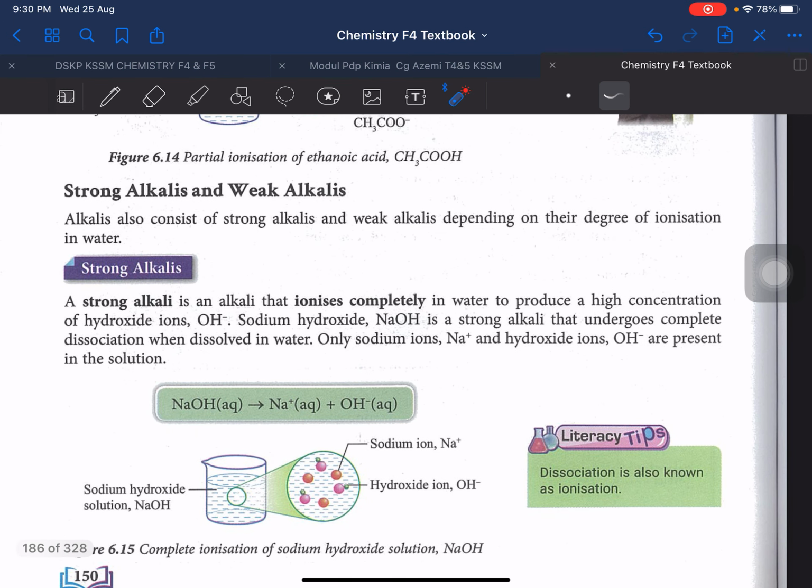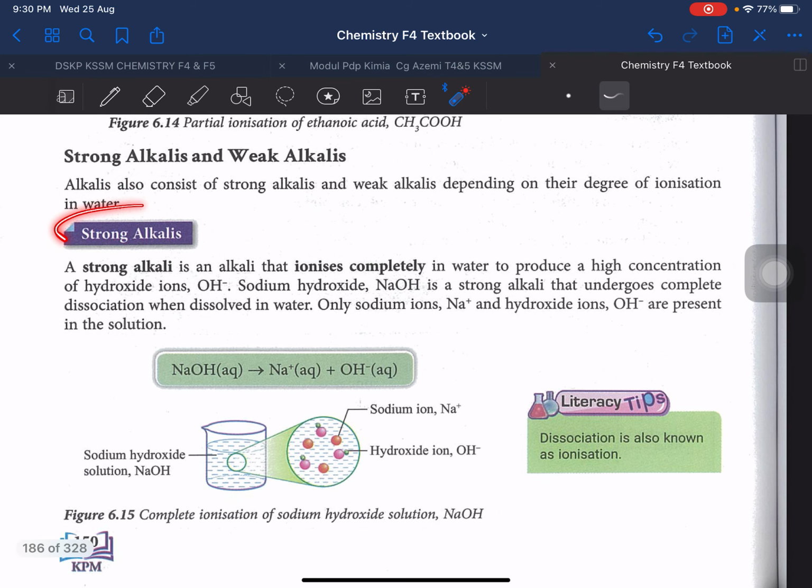Okay, let us talk about strong alkalis and weak alkalis now. Alkalis also consists of strong alkalis and weak alkalis. Juga dikategorikan sebagai alkali yang kuat atau lemah depending on their degree of ionization in water. Okay, mari kita tengok sama jugalah. Strong alkali. A strong alkali is an alkali that ionizes completely.